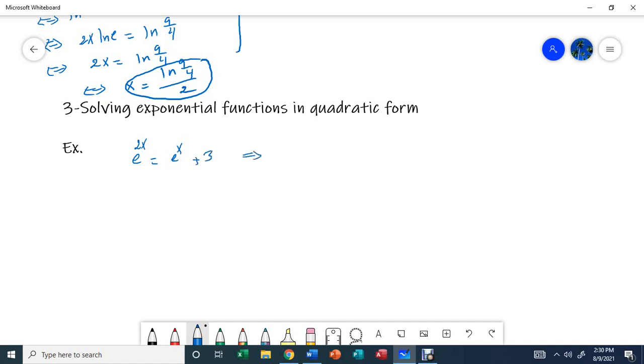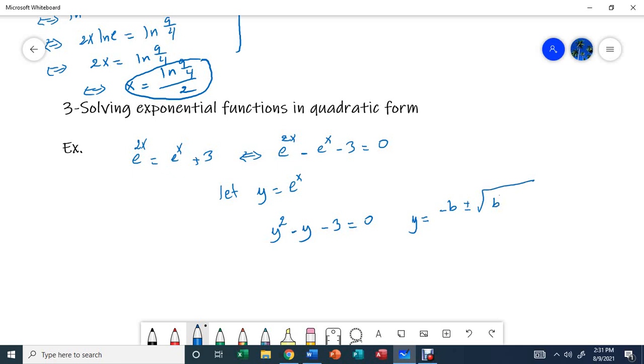I'm gonna make one side of the equation equal to 0, so e to the 2x minus e to x minus 3 equals 0. And if I let y equal e to x, I'm gonna get y squared. So e to 2x is the same thing as y squared, minus y minus 3 equals 0. And this is a quadratic equation. So just a quick reminder, y using the quadratic formula will be negative b plus or minus square root of b squared minus 4ac divided by 2a.